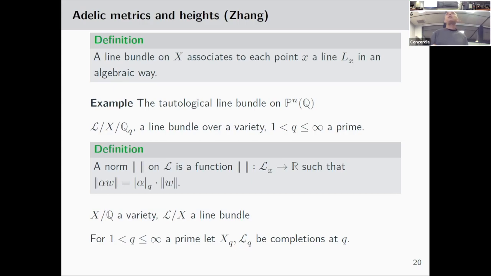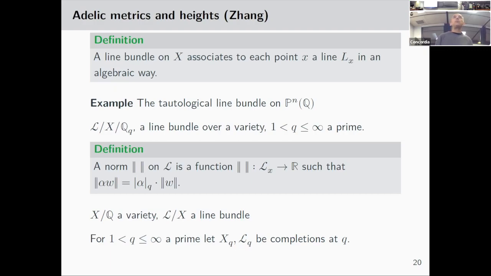Right, we said that P^n over Q was the set of all lines in an n plus one dimensional vector space over Q. So the tautological line bundle says, okay, since this is just a collection of all lines, the line above the point is just the physical line that represents it. Okay. So now let's say that I'm on a line bundle over a variety over Q. So in other words, all the coefficients of the equations are in Q, and the defining things for the line bundle are also somehow in Q.